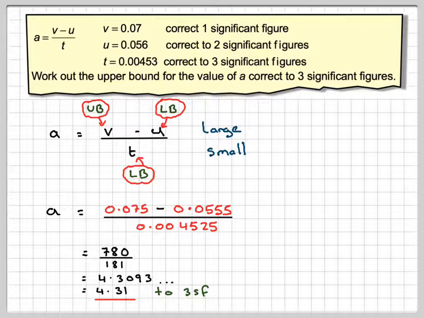So this has been the video to show you how to work out an upper bound of an expression where there is a difference and a division.